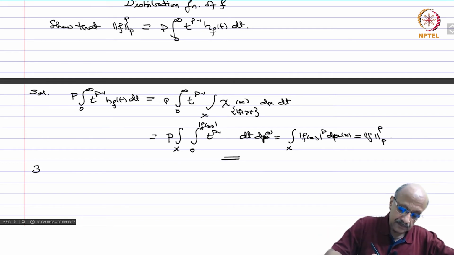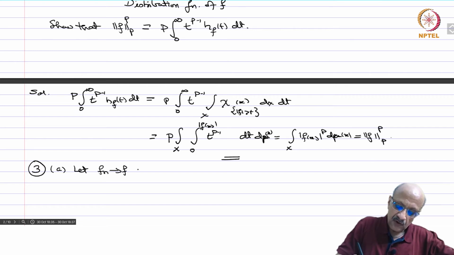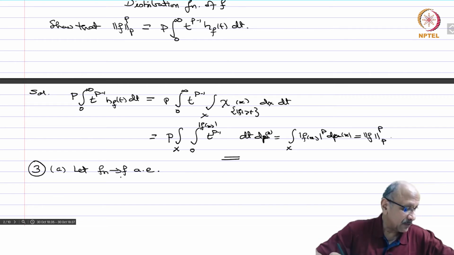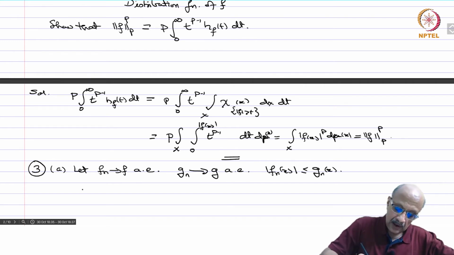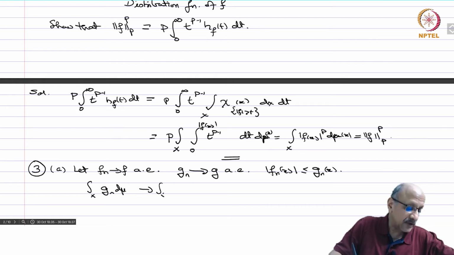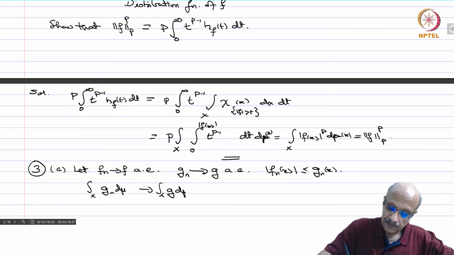Third one. Let f_n converge to f almost everywhere. All functions are measurable. I am not mentioning that, there's no point talking about otherwise. So g_n converge to g almost everywhere, and mod f_n(x) is less than or equal to g_n(x). And also assume that the integral over x of g_n d mu converges to the integral over x of g d mu, which is given to be finite.